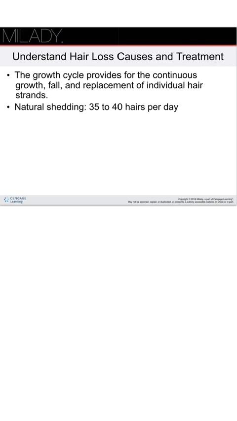Before you can treat a client who is experiencing hair loss, you have to first discover what the causes are and then discuss the treatments. The growth cycle provides for the continuous growth, fall, and replacement of individual hair strands. An average client will shed 35 to 40 hairs per day, and this is completely normal and natural.